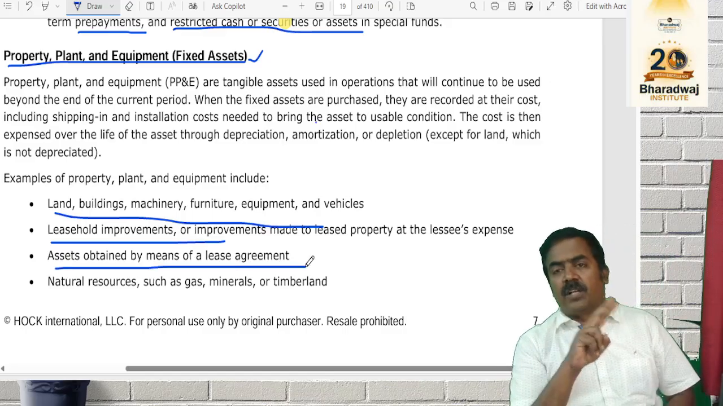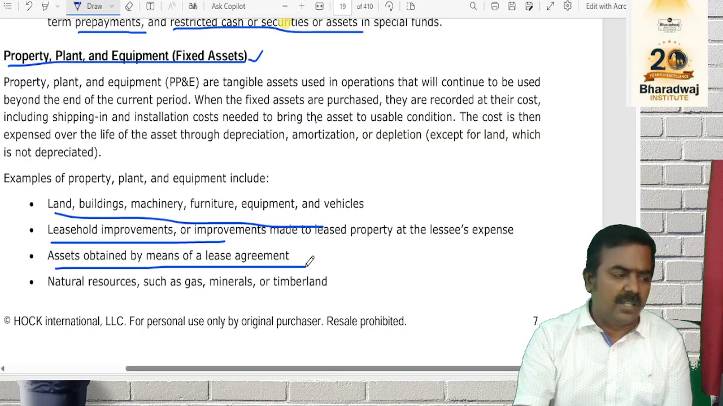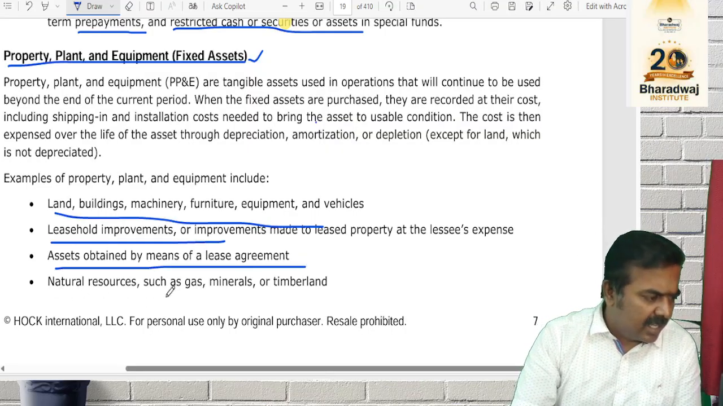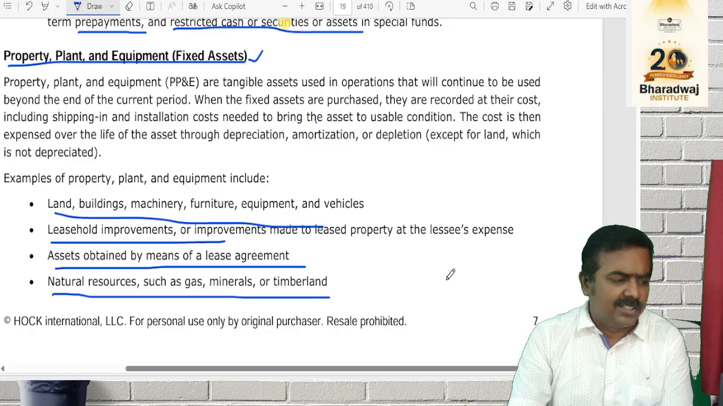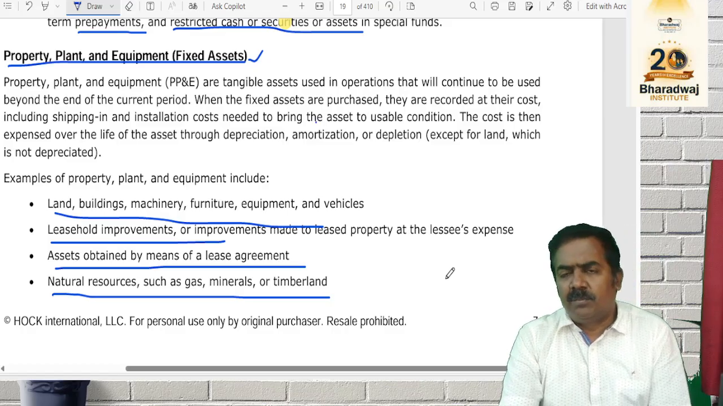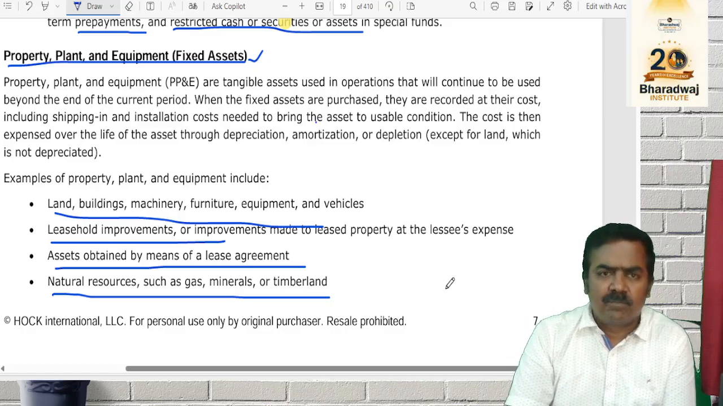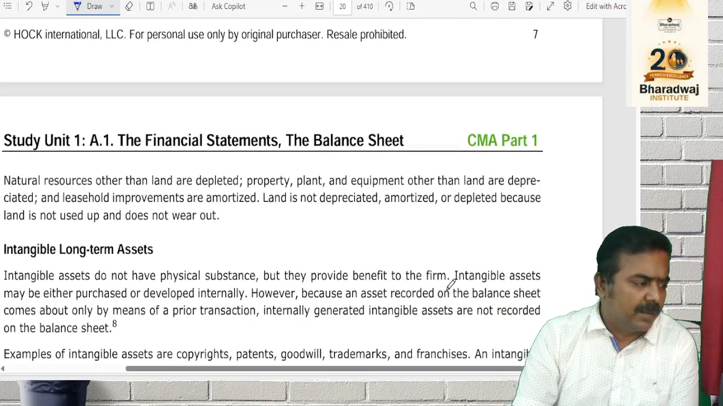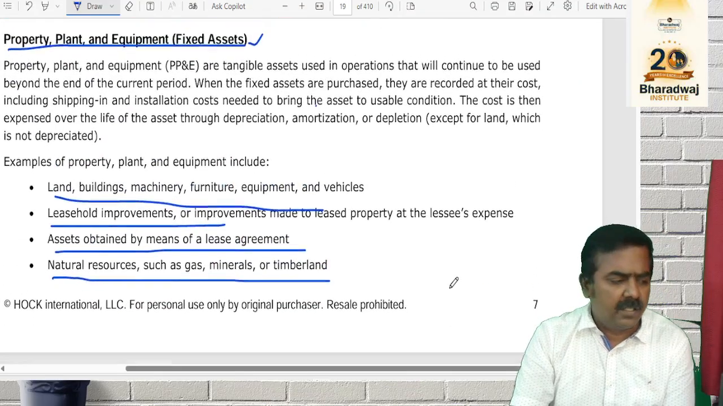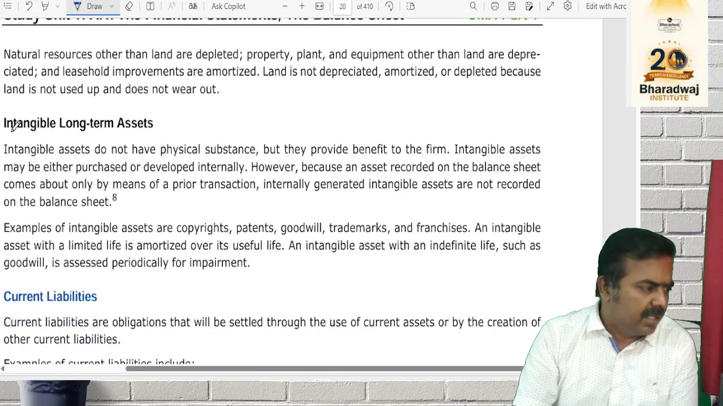This will include land, building, machinery, furniture, leasehold premises, any asset obtained by lease agreement. We are going to see there are two types of lease: operating lease, financial lease. We are going to see this. Then any natural resources such as gas, minerals, timberland, granite quarries, mines. All those things will be a part of which one? Plant property and equipment.